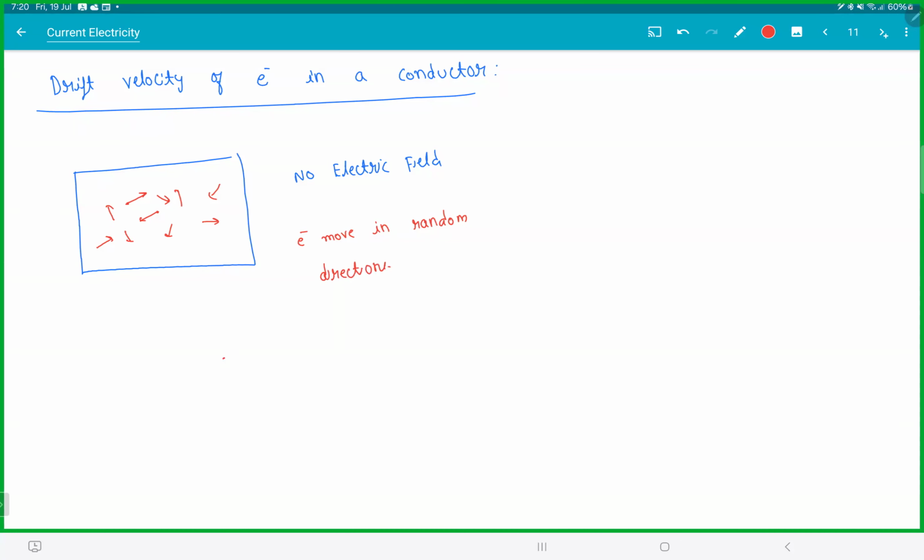And if you look at the path of any one particle, any one electron, the net average velocity is 0. Basically, this happens due to collisions between them. So average velocity is 0 because the net displacement is 0. We also call this thing Brownian motion.